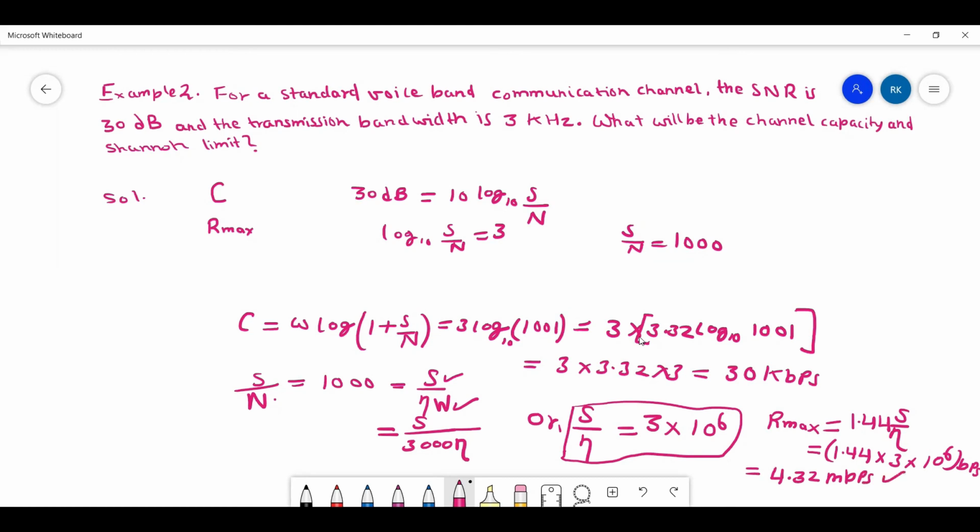So this is the Shannon limit for these given conditions of a standard voice band communication channel. So ultimately we have to just replace the values in the standard formula and then we can get both the channel capacity and the channel limit.